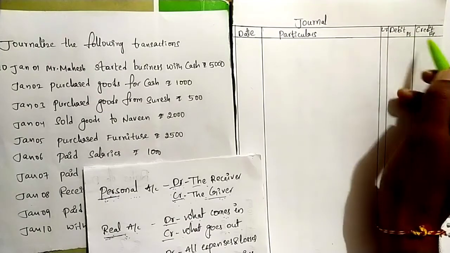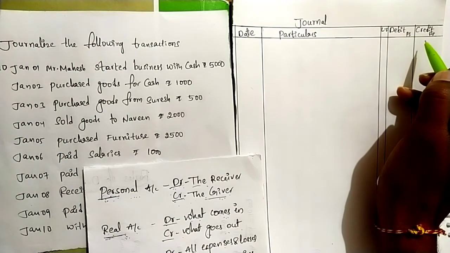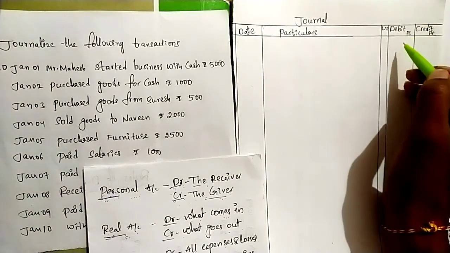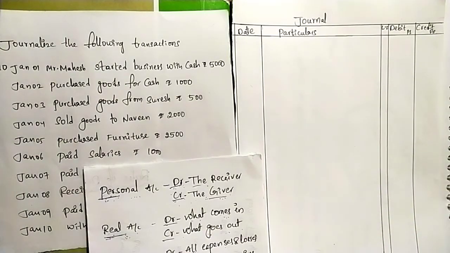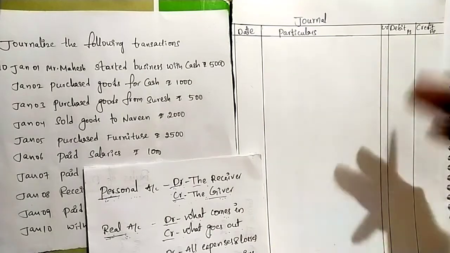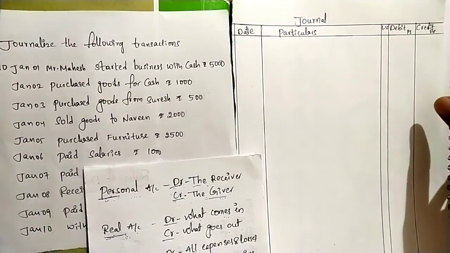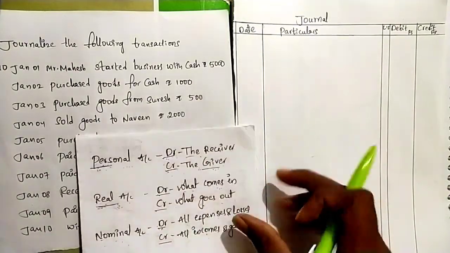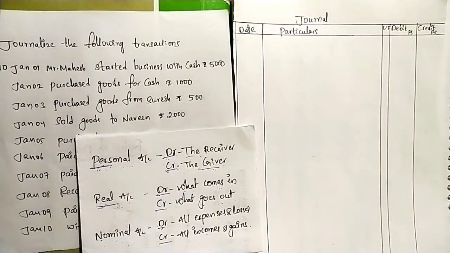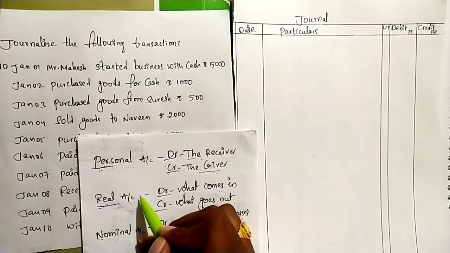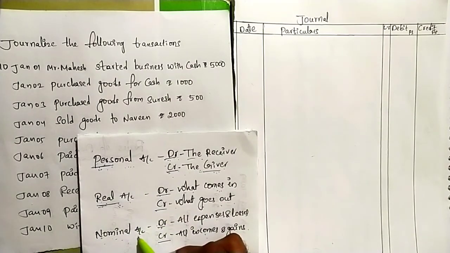Next, debit rupees and credit rupees. Every transaction has two aspects: one is the debit aspect, another is the credit aspect. One account is debited, and automatically another account is to be credited. For this we have to follow the rules of accounting: personal account for persons, real account for assets, nominal account for expenses and losses, and incomes and gains.